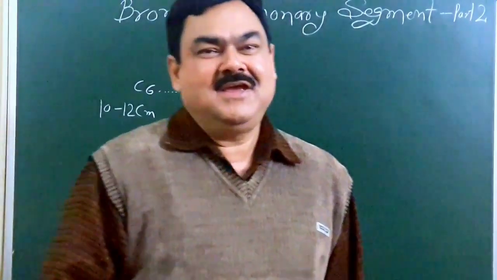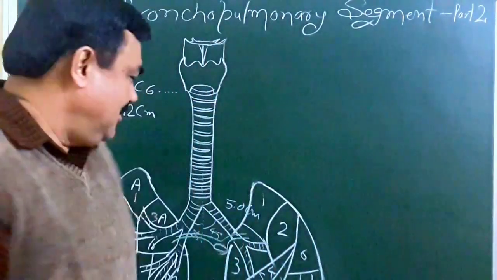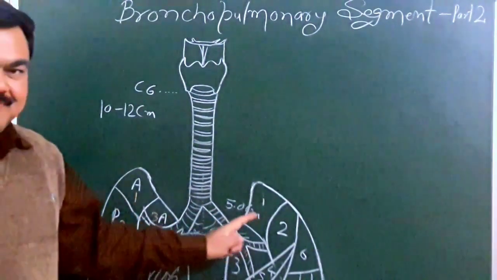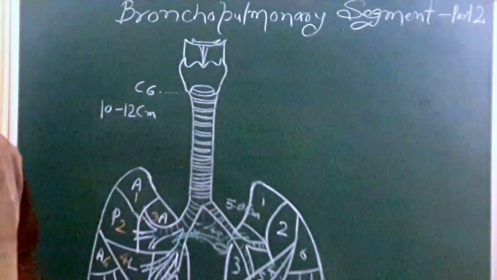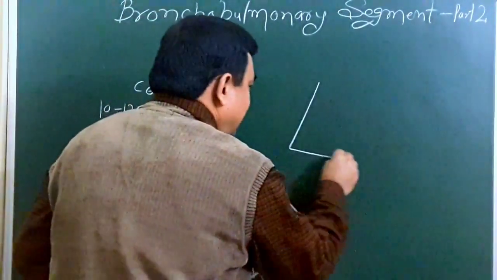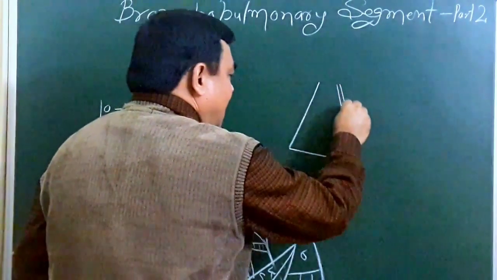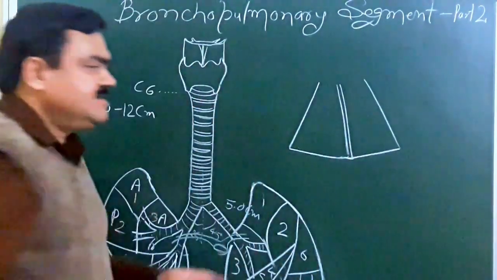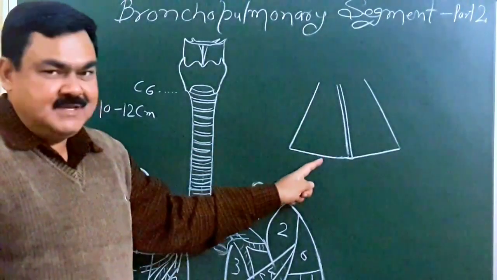So now discuss the bronchopulmonary segment part 2. In part 1, you have seen this is right lung, this is left lung. Each lung has 10 bronchopulmonary segments. Now we will make separately and explain one bronchopulmonary segment. This is one bronchopulmonary segment. This is another which is adjacent to this bronchopulmonary segment, and shape of this segment is wedge shaped. It has apex, it has base.